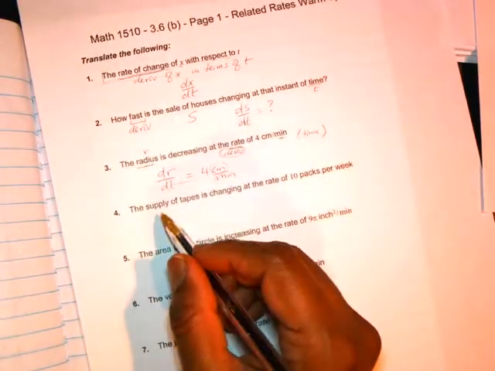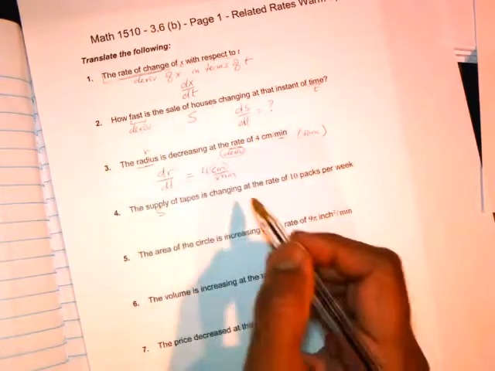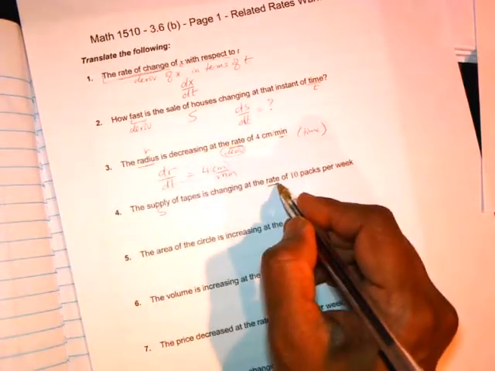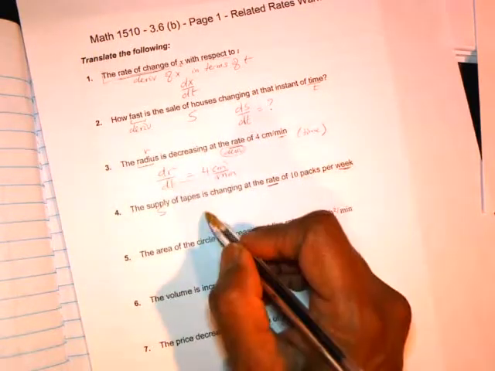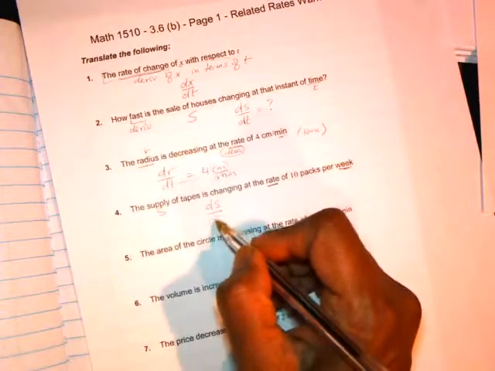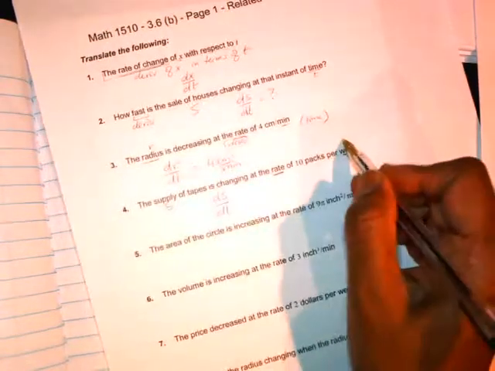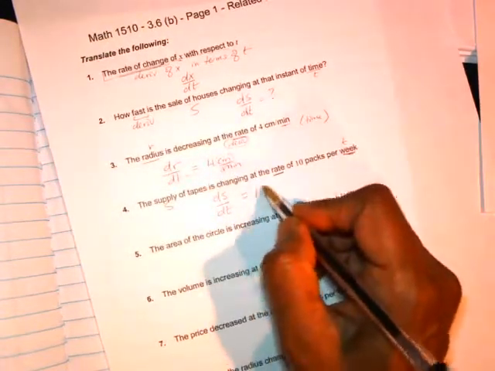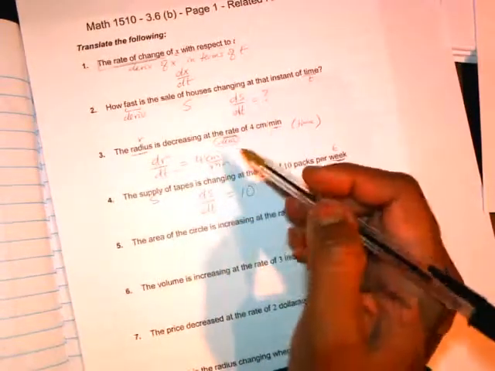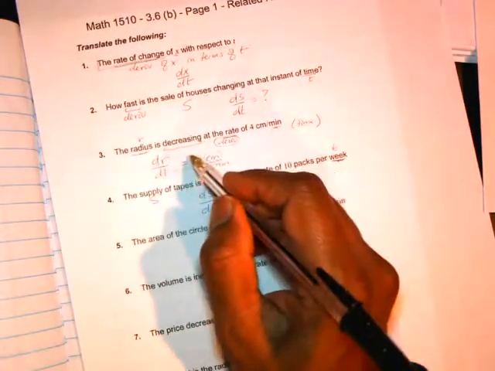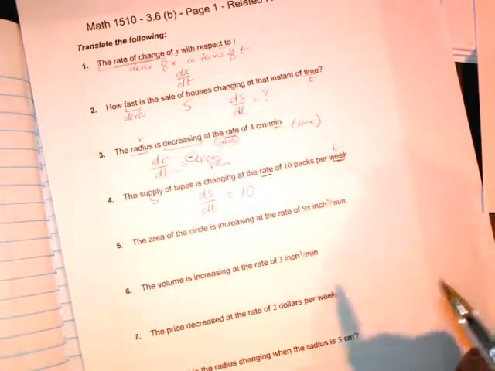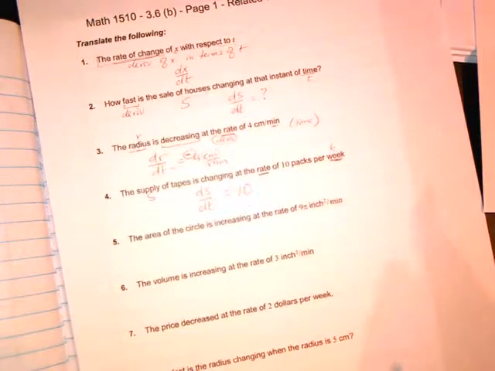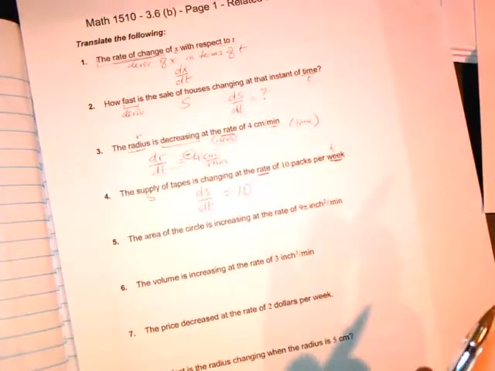That's a unit check. Next one is the supply of tapes, let's call it S, is changing at the rate, rate means derivative, of 10 packs per week. That's your time. So dS/dt, you can use t again for week, or w, equals 10. Now I need to go back to the previous question. Because of the word decreasing, that means that the derivative is negative. Whereas over here we don't know when they say it's changing whether it's increasing or decreasing. We can leave it at 10.